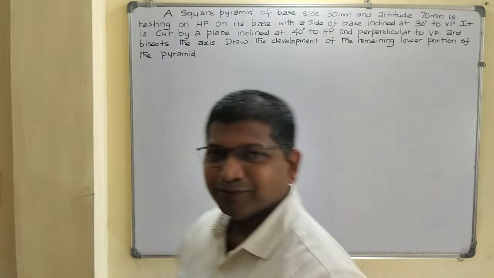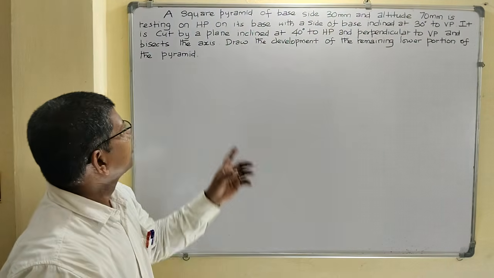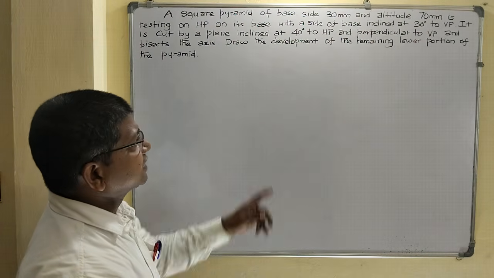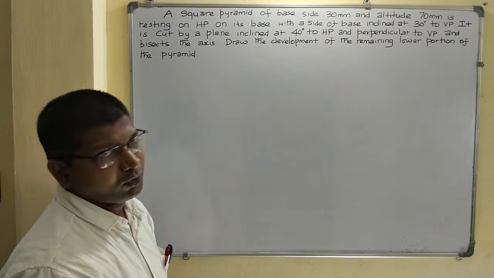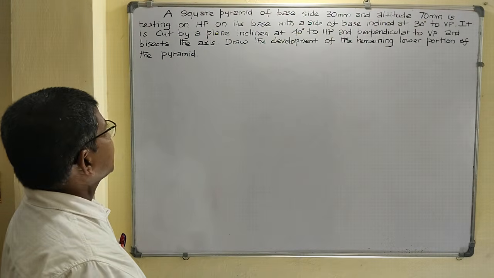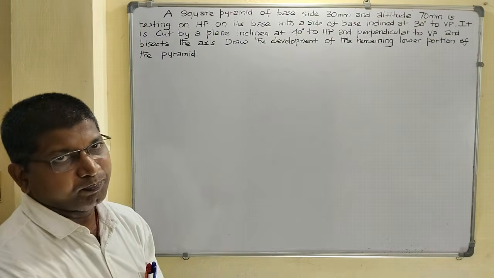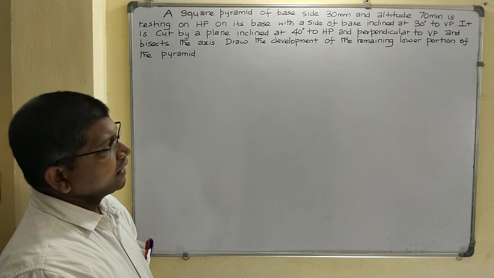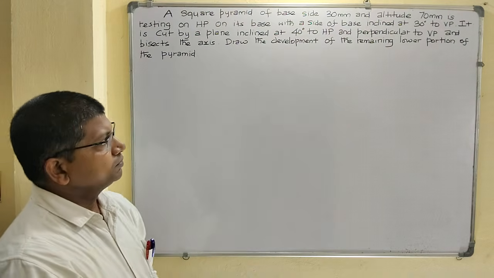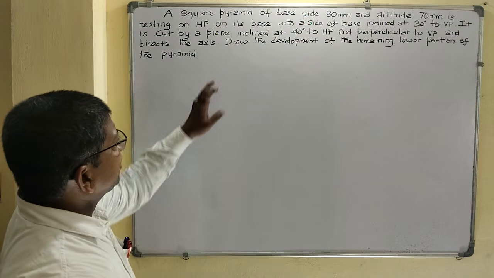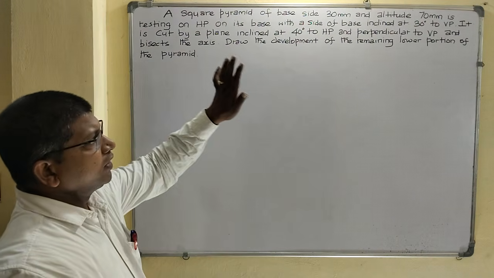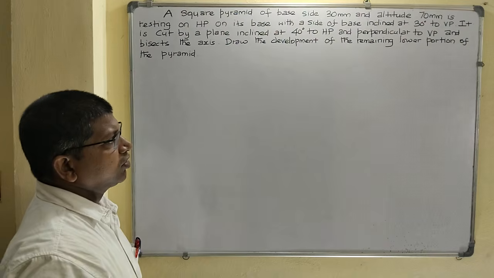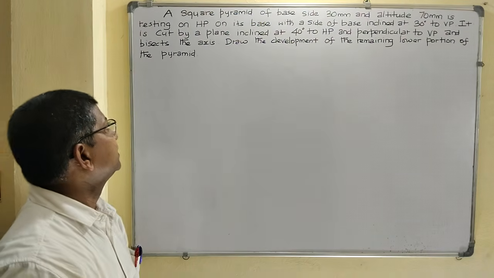Dear students, welcome. Now we are going to solve one problem from development of surfaces. A square pyramid of base side 30 mm and altitude 70 mm. Altitude means axis height. It is resting on HP on its base, which is side of base inclined at 30 degree to VP. It is cut by a plane inclined at 40 degree to HP and perpendicular to VP and bisects the axis. Draw the development of the remaining lower portion of the pyramid.